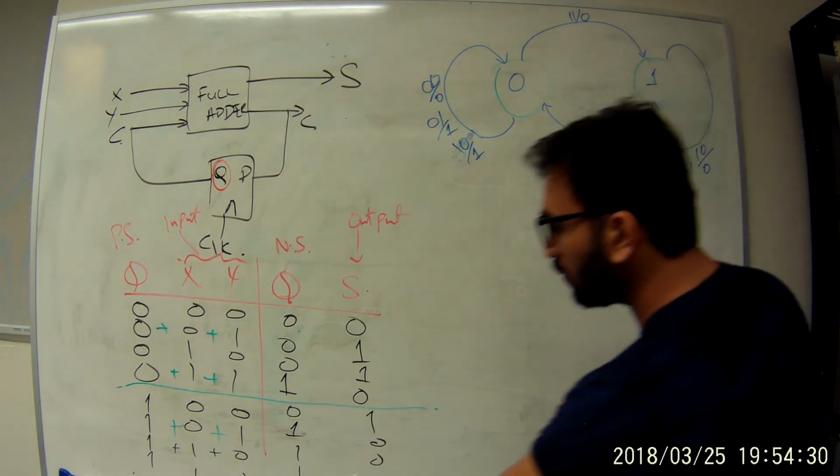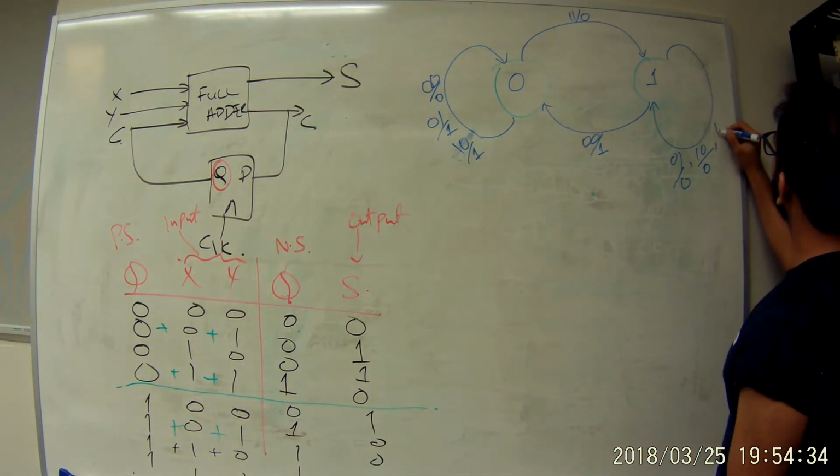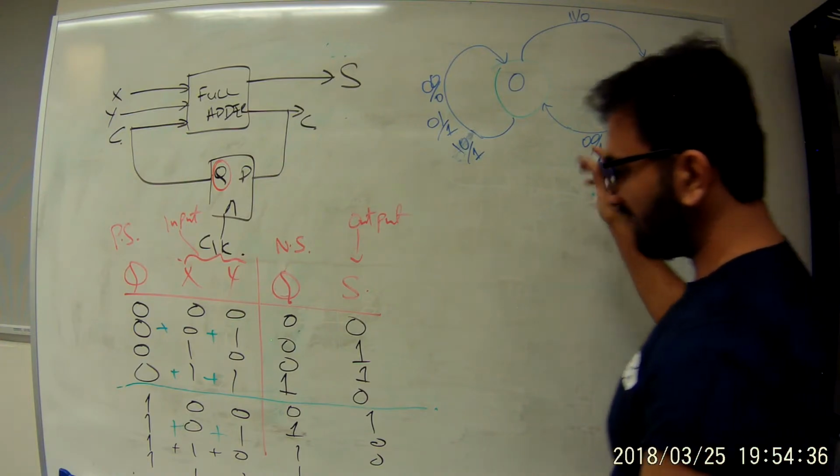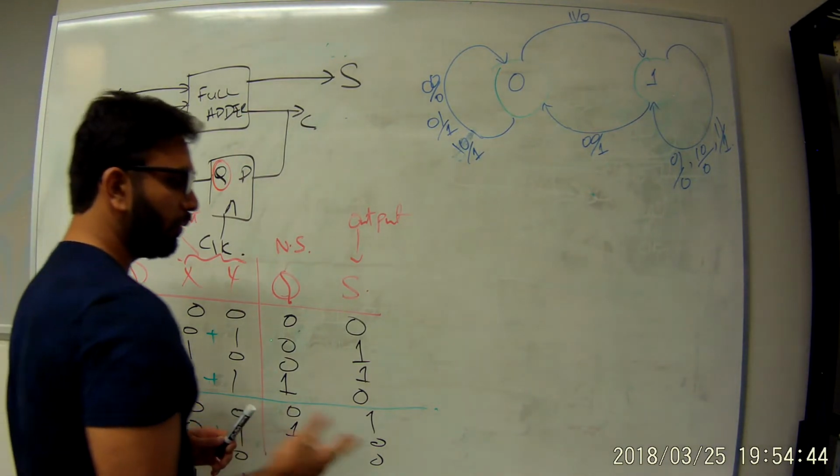Output is 0, but for 1, 1, we stay on the same state, however, our output is 1. So 1, 1, output equals 1. That's our state diagram. It was pretty straightforward from this point on. If we want to get the equation, we're going to have 2 equations.